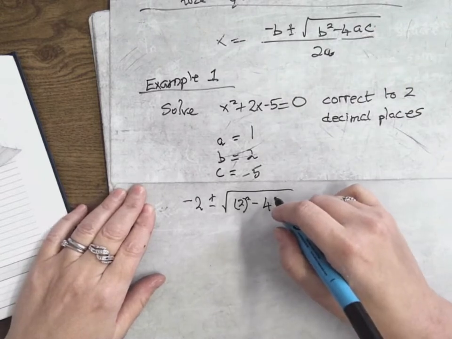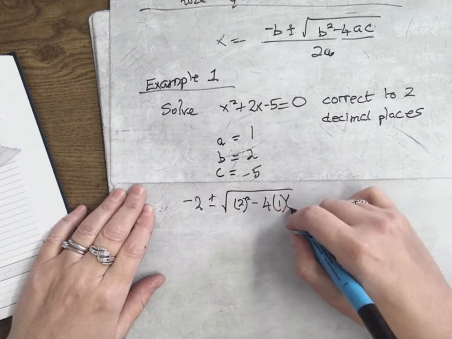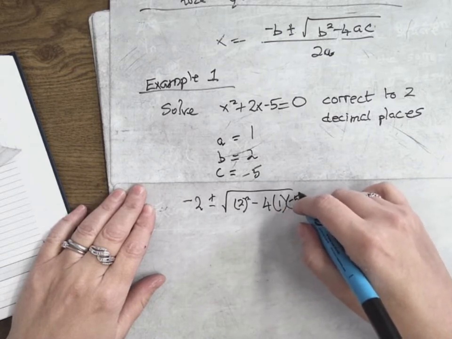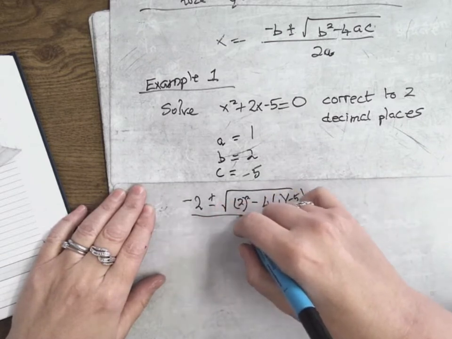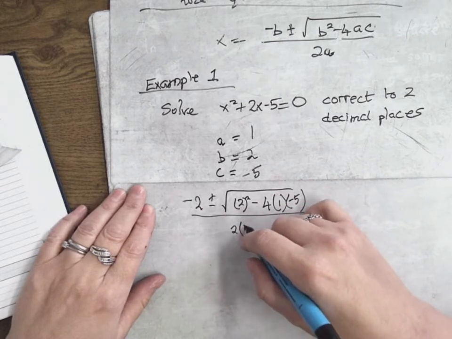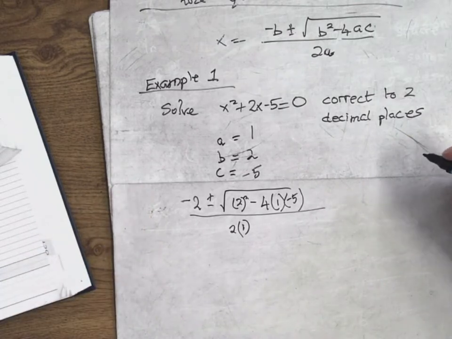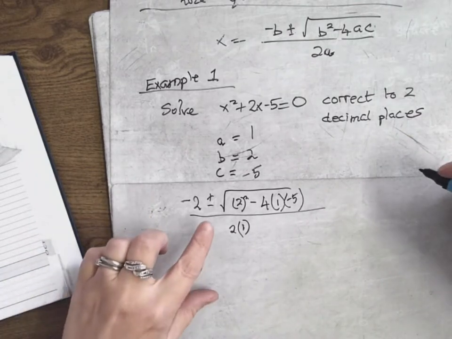That means multiplied by A, multiplied by C. So that's multiplied by a bracket, multiplied by A is 1, multiplied by C is -5. Divided by 2 times A. 2 times A is 2 times 1. Is that okay?